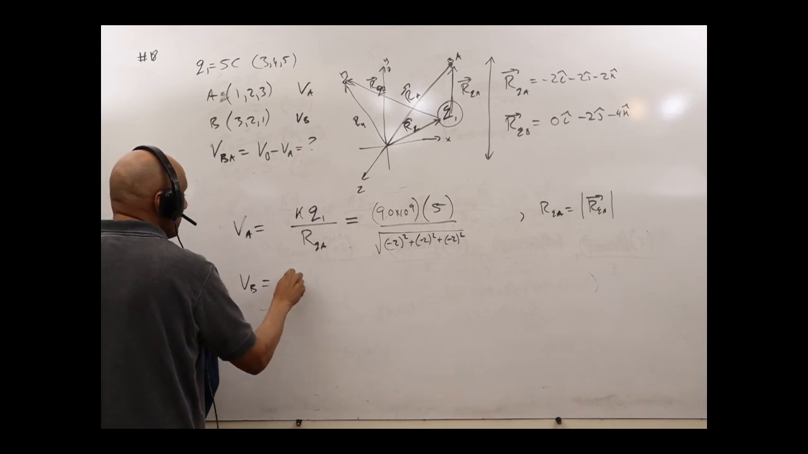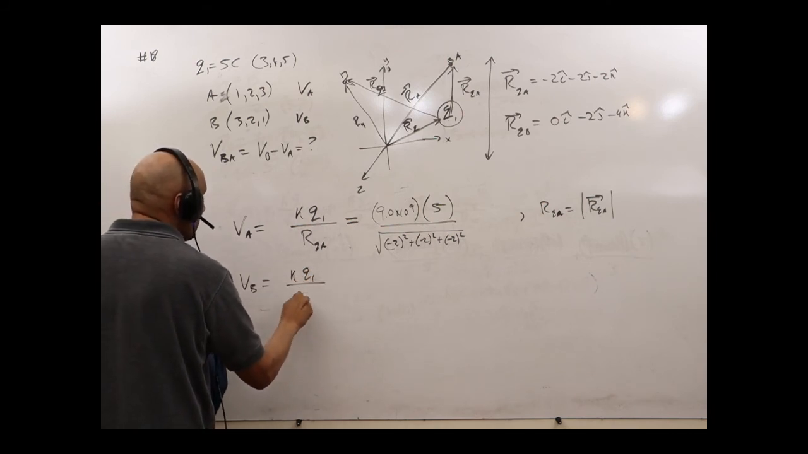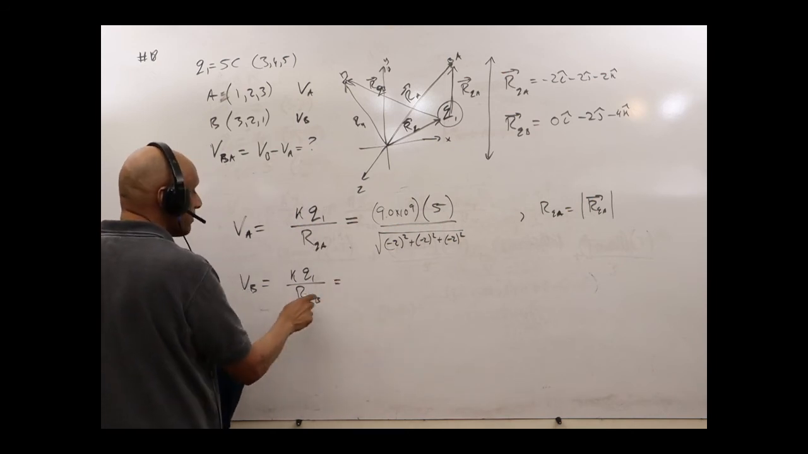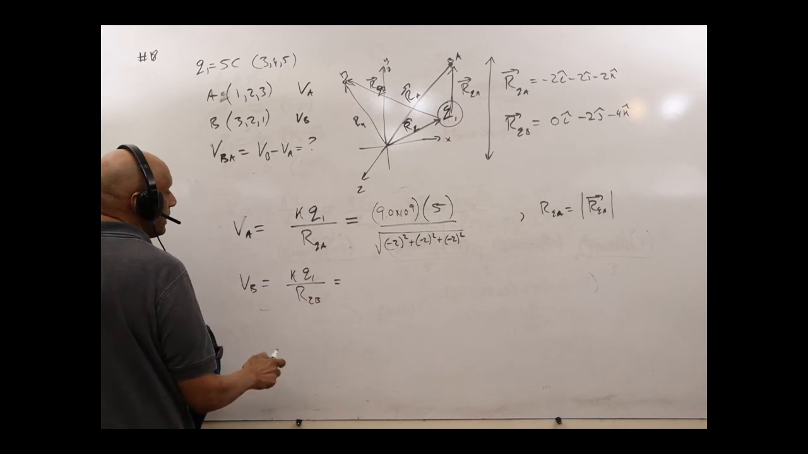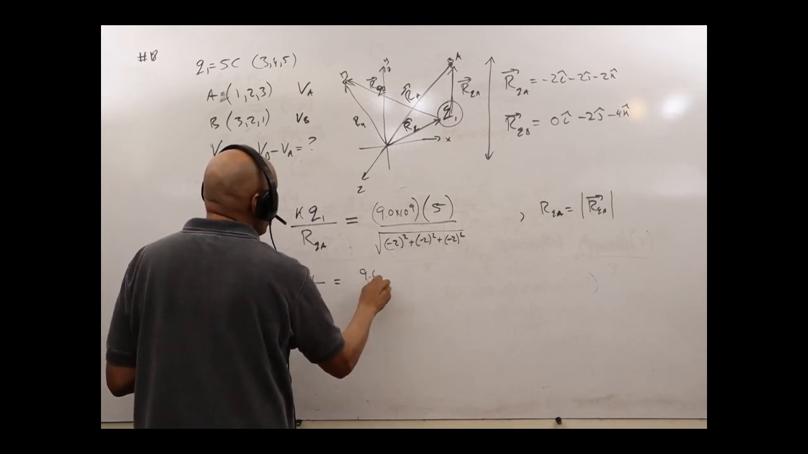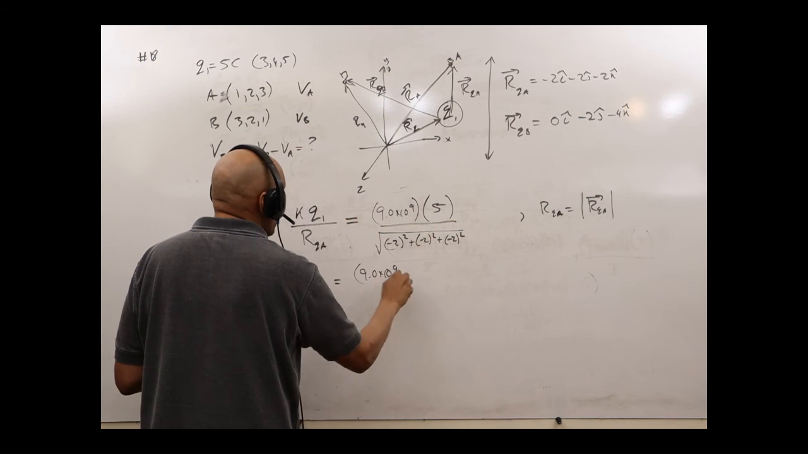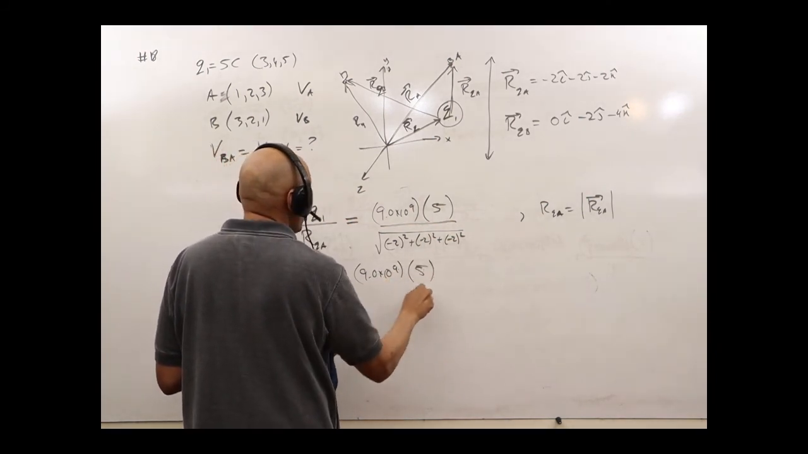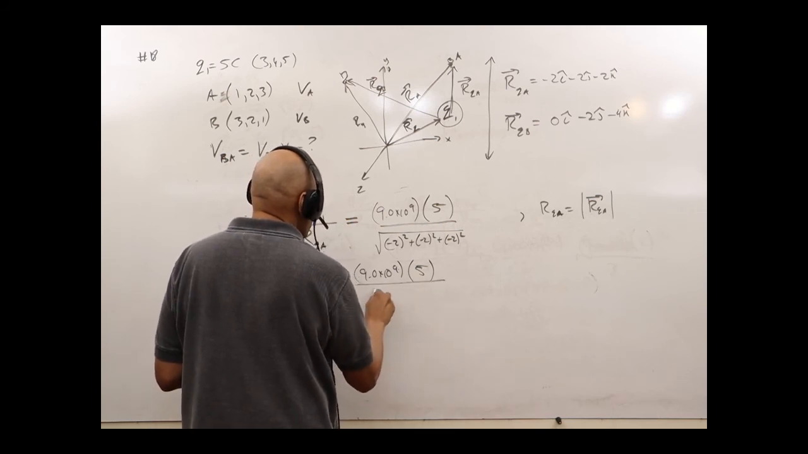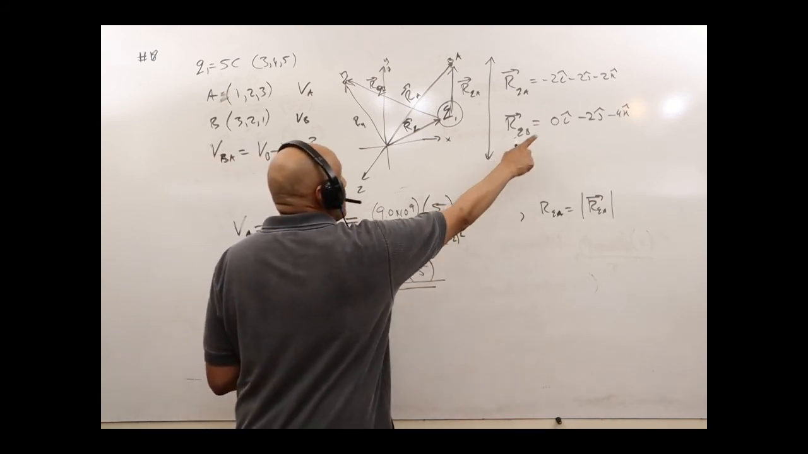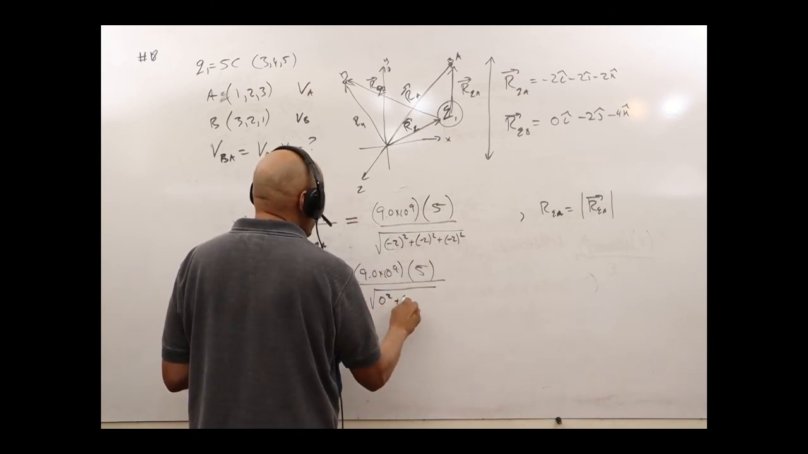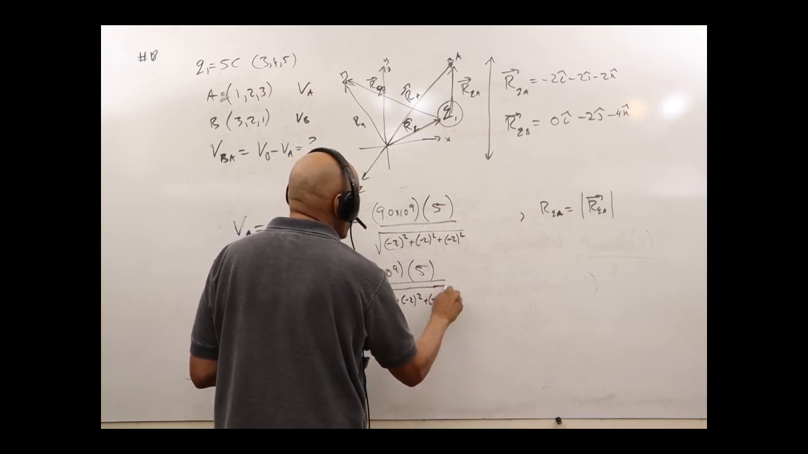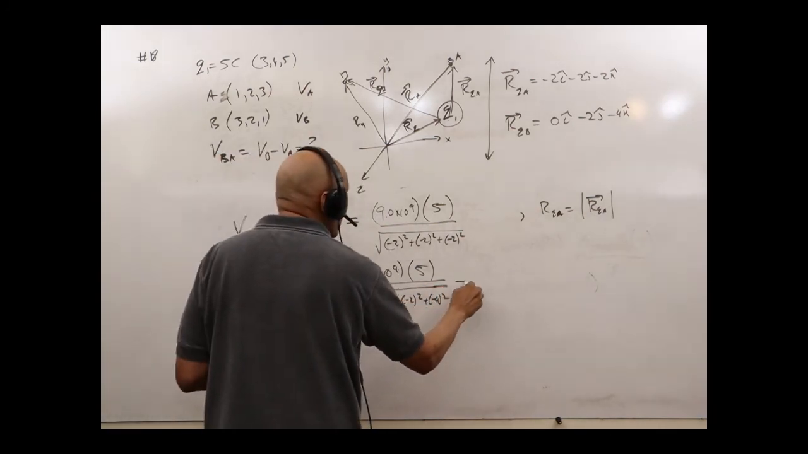And then VB is equal to KQ1, the same charge, but now the distance to QB. Sorry, not the position vector, the distance from Q to B. So that's equal to 9.0 times 10 to the 9 times the charge of Q1. Q1 is 5 coulombs, right? Same number. And the distance to that is the square root of 0 squared plus minus 2 squared plus minus 4 squared. And so we'll get back numbers.